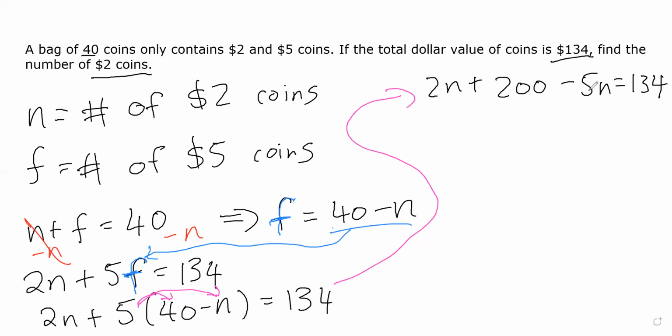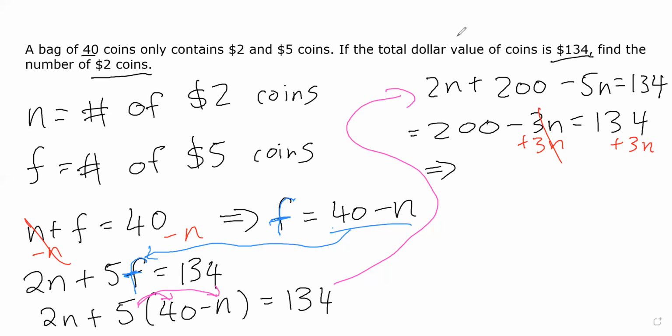Here we have 2n take away 5n, so that's going to be 200 minus 3n is equal to 134. And then if we add 3n on both sides, these cancel out, and then we can subtract 134 on both sides. These cancel out over here. 200 minus 134 is going to equal 66. And then here, I just have it equal to 3n.